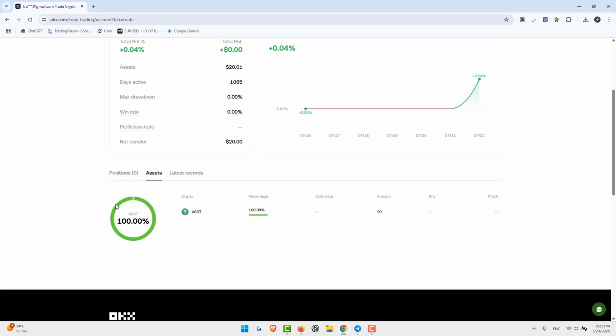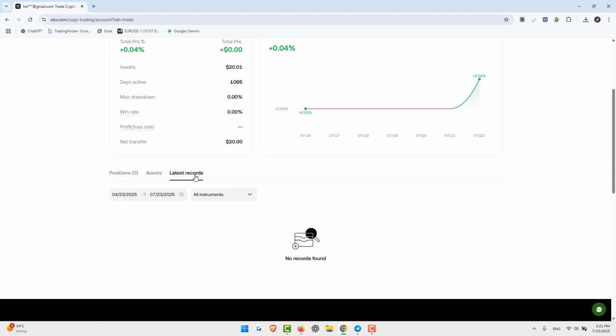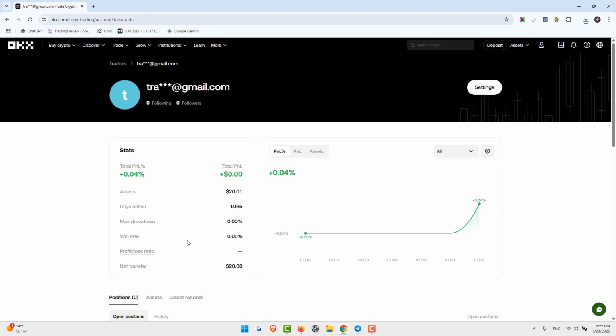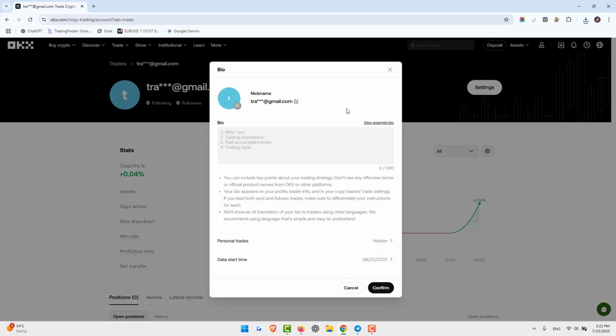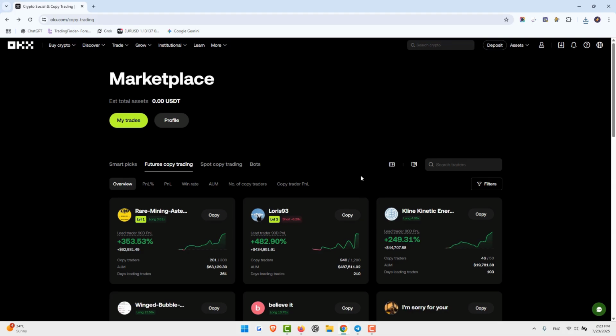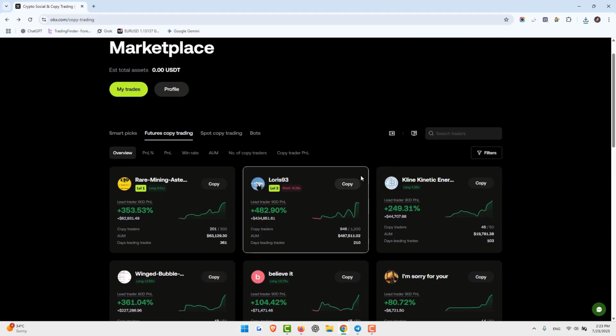Also, in the Assets section, all your assets across different currencies are displayed, and in the Latest Records section, your most recent activities in various markets are shown. On this page, by using the Settings option, you can change your account information or add a bio to your profile. Alright, now on this page you can view professional traders in various categories.